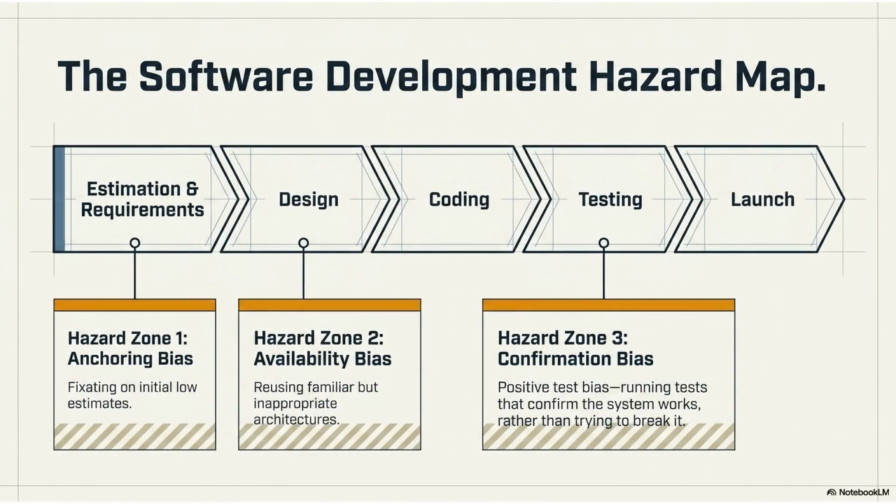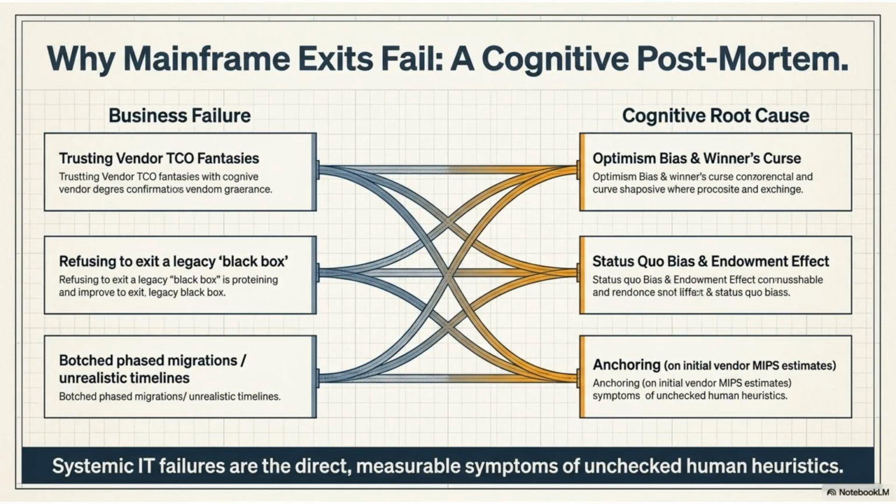The software development hazard map shows biases at different stages. Anchoring bias affects estimation, availability bias impacts design, and confirmation bias risks testing by avoiding efforts to break the system. Mainframe exits fail due to cognitive root causes like optimism bias, status quo bias, and anchoring. These result in business failures like trusting vendor fantasies, refusing to exit "black boxes," and botching phased migrations. Systemic IT failures are symptoms of unchecked human heuristics.